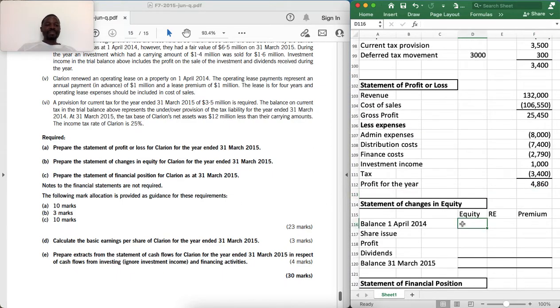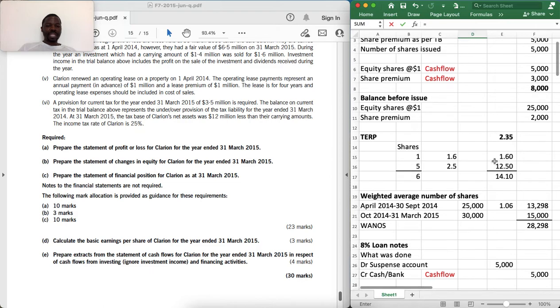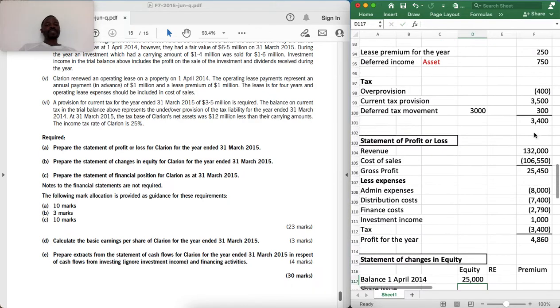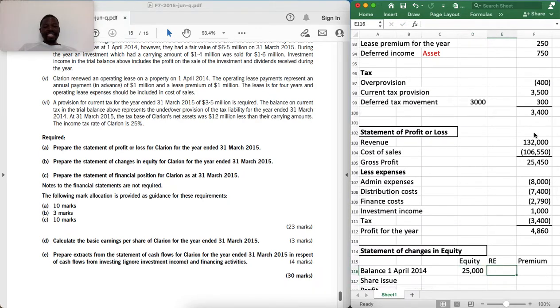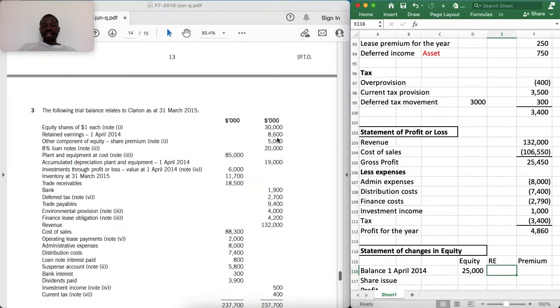Everything we have. Equity opening balance. We have calculated the equity opening balance at the top here. We said before the issue, the equity was 25. The retained earnings, we will take from our trial balance. The retained earnings is 8,600.